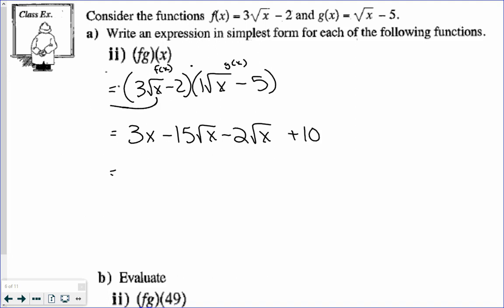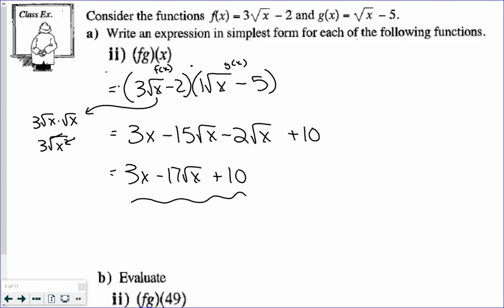And the reason why this one happened is 3√x times another √x gives you that, and then the squared and the square root cancel off. So I've got 3x − 17√x + 10.